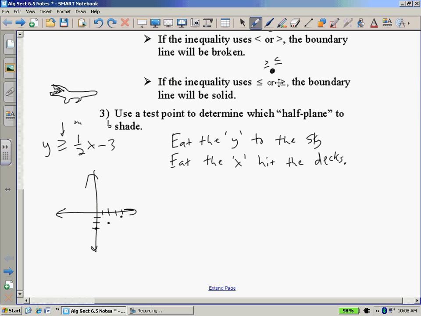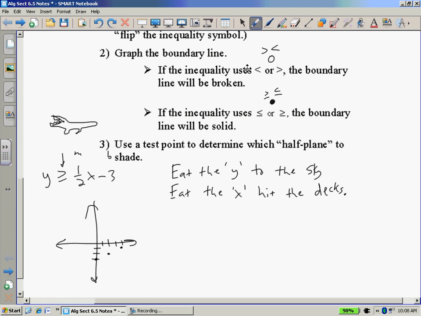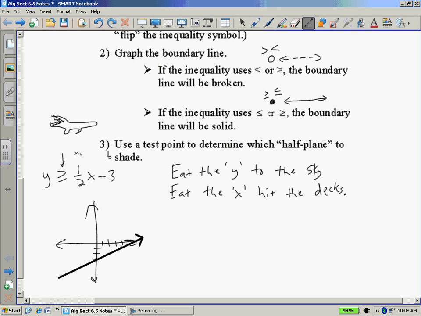Now, it's the old man, so it's a solid boundary line. If it's the young man, then, again, where we had the open dot, now it's going to be a dotted line. And where we had the solid dot, now it's going to be a solid line. So this is going to be a solid line. And basically, eat the y to the sky, so we shade above the line.